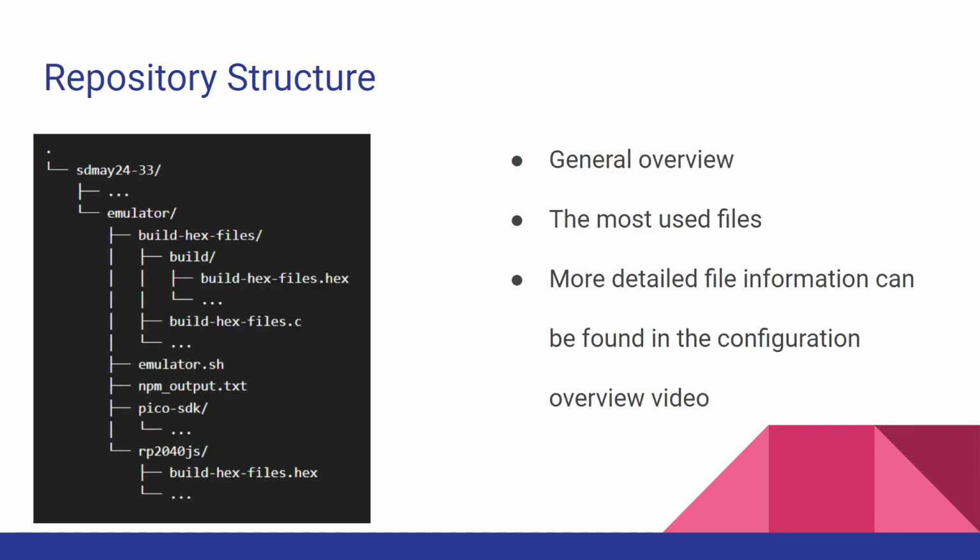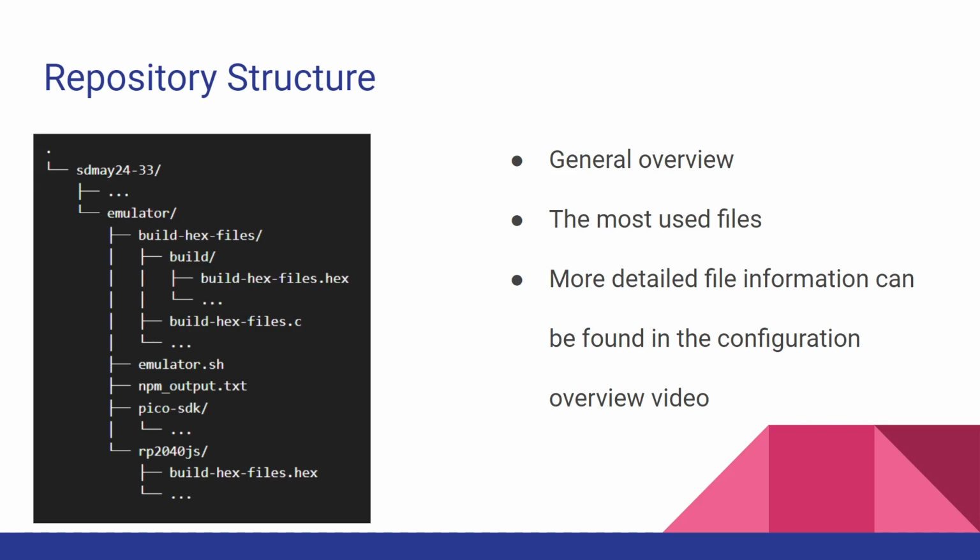First, the repository structure. This is just a general overview of the structure of the emulator files and mostly what are the most used files. More detailed file information can be found in the configuration overview video as well as the written documentation. As you can see, we have the emulator folder inside of the repository for the team. Within here, there is a build hex files directory that has a build directory within it with the build hex files.hex file. This file is used to store the generated C code from build hex files.c, as you see below.